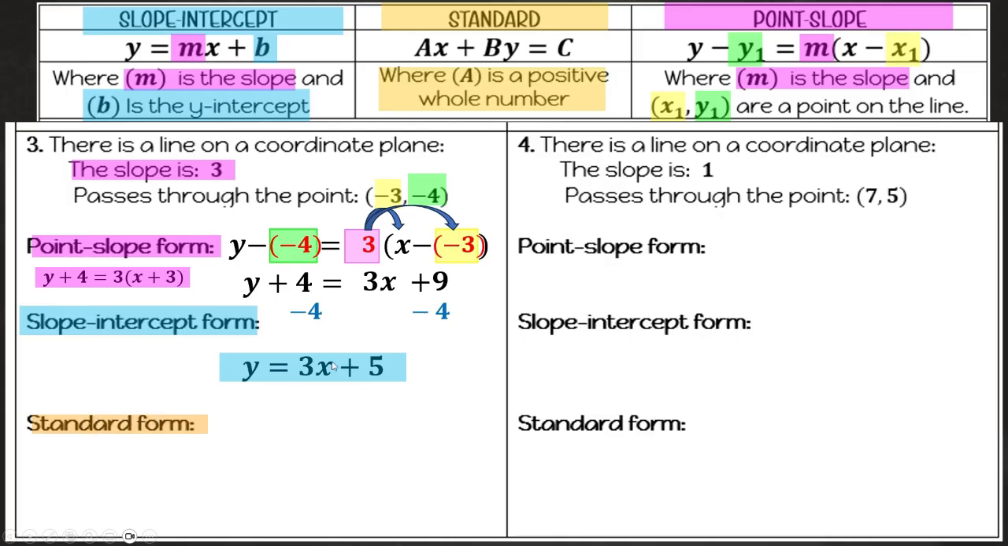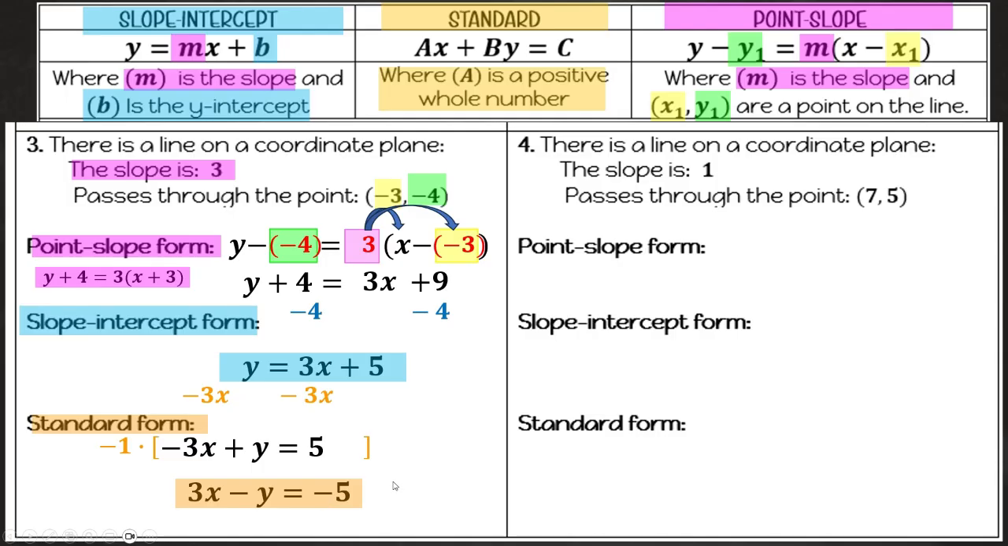Then to rearrange this to standard form, I need to take this 3x and move it to the other side. So I subtract 3x from both sides. Negative 3x plus y is equal to 5. I am not allowed to have a negative a term if I'm in standard form, so I multiply the entire equation by negative 1, meaning I will flip the sign of all 3 terms. So now I have 3x minus y equals negative 5. And that is my equation in standard form.